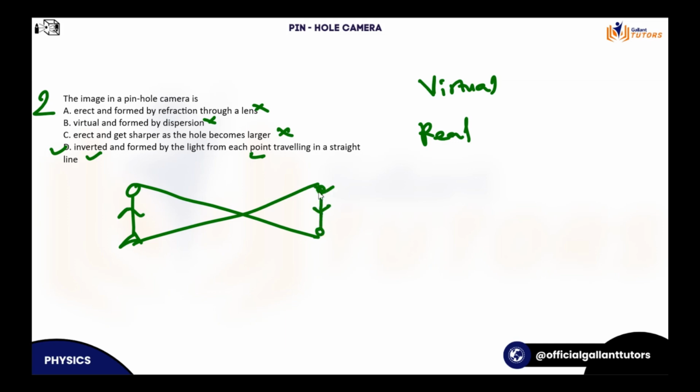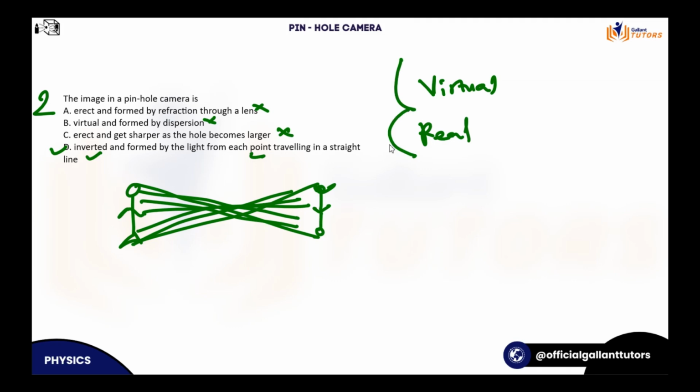Is that clear? Inverted. Now, this is inverted and formed by light traveling in a straight line. Rectilinear propagation of light. Exactly. Now, when they say virtual and real image, what exactly do they mean?